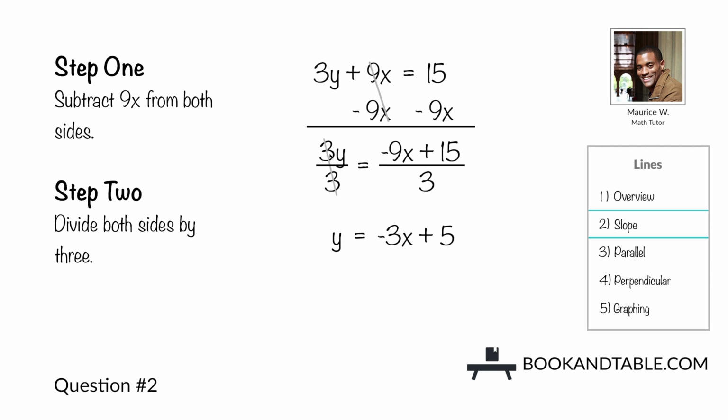That's how we get rid of this coefficient 3, giving you y is equal to negative 9x divided by 3 is negative 3x. Positive 15 divided by 3 is positive 5. So mx plus b shows us that our m, or our slope, is equal to negative 3. And our b is positive 5, which is our y-intercept.